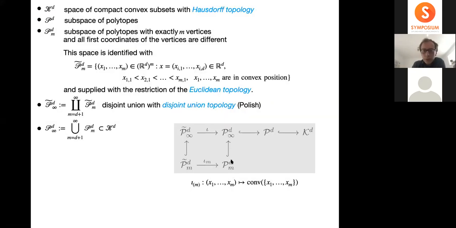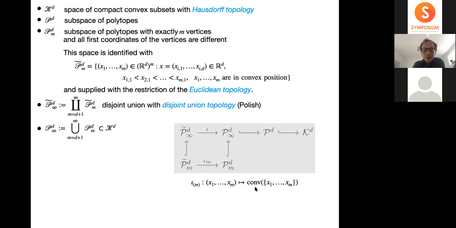Okay. So you have this space of polytopes here, the space P_d^∞. This is this special space of polytopes, and sitting inside is the space of polytopes with m vertices. And here on the left-hand side, you have the representation spaces for these two subspaces of polytopes. Identification is easy. You just identify an m-tuple with its convex hull. That's how you go from left to right.